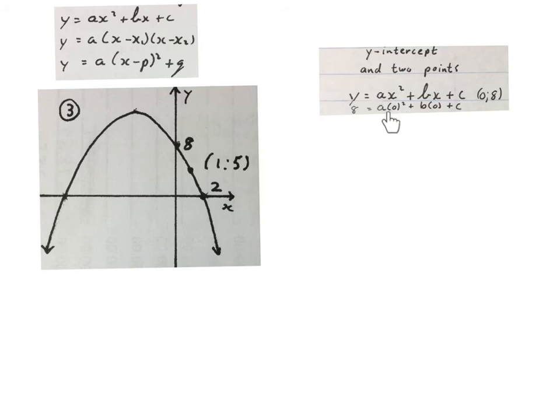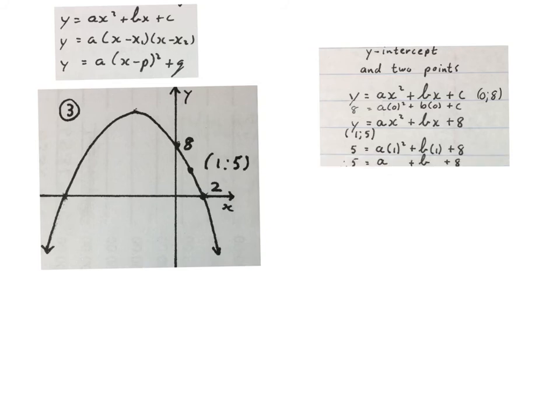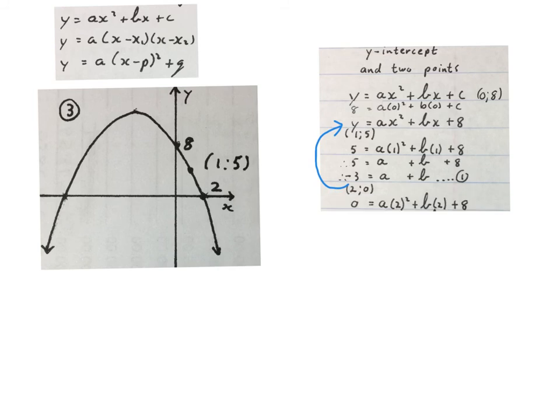Then, if you simplify this, 0 times a is 0, 0 times b is 0, so we get 8 equals c. Then we rewrite the equation and substitute the c into it. Then we take one of the other coordinates they gave us. I started with 1 and 5 and plugged it into this formula. Now we have two variables in this equation. Simplify it further, and now I have one of my simultaneous equations. Take the other coordinate they gave us over here, which is 2 and 0. Plug it also into this equation in the place of x and y.